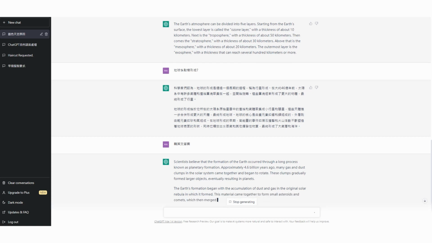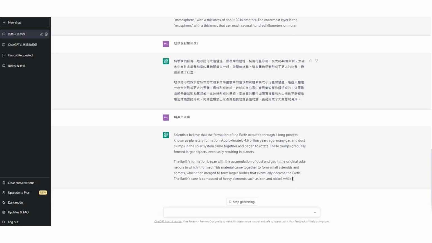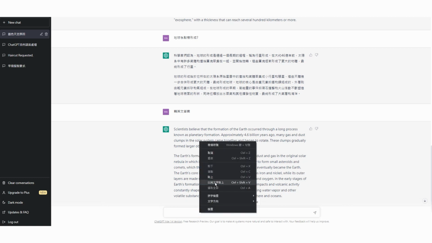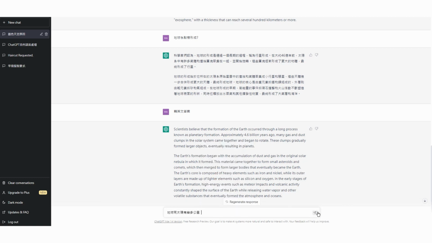This material came together to form small asteroids and comets, which then merged to form larger bodies that eventually became the Earth. The Earth's core is composed of heavy elements such as iron and nickel, while its outer layers are made up of lighter elements such as silicon and oxygen. In the early stages of Earth's formation, high-energy events such as meteor impacts and volcanic activity constantly shaped the surface of the Earth while releasing water vapor and other volatile substances that eventually formed the atmosphere and oceans.